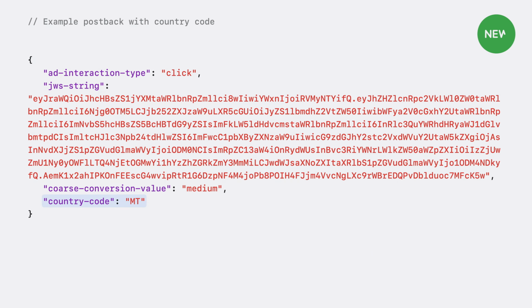This is how country code will be added to the postback. Country code will be an unsigned field parallel to the ad interaction type, signed JWS token, and coarse conversion value. The country code field is subject to the crowd anonymity algorithm that AdAttributionKit enforces to all postbacks. Crowd anonymity algorithm sits at the center of our privacy-preserving ad attribution, where we ensure each individual's uniqueness blends into a big crowd before releasing identifiable information to the advertiser and ad network.